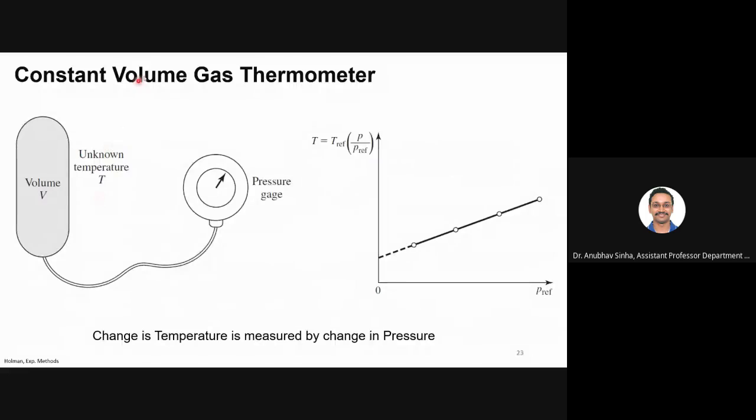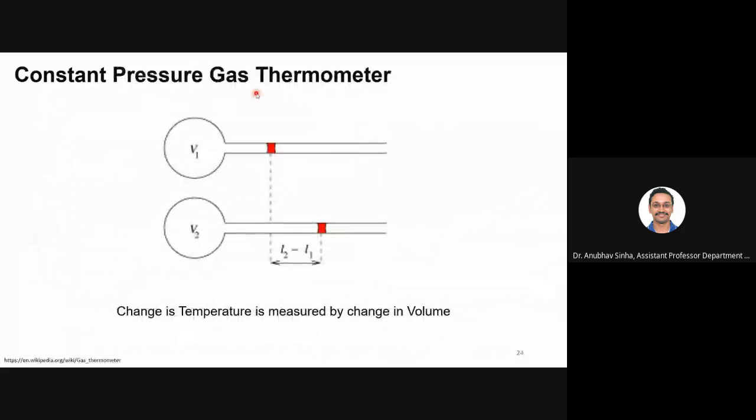So this is the constant volume gas thermometer. Similarly, we'll have constant pressure. We have a stopper which can be moved. Once you have some volume and you heat it, the stopper will move out. So the volume is changing, but the pressure remains constant. Now I measure the change in this volume, and based on that, I can calculate temperature. Is it fine? Yes, sir.